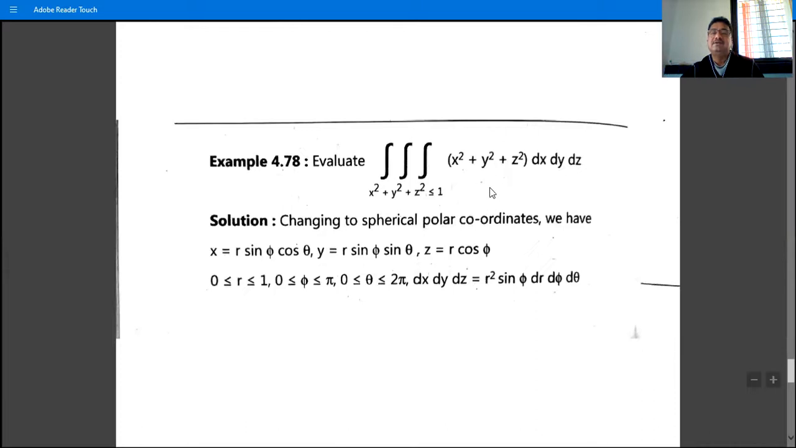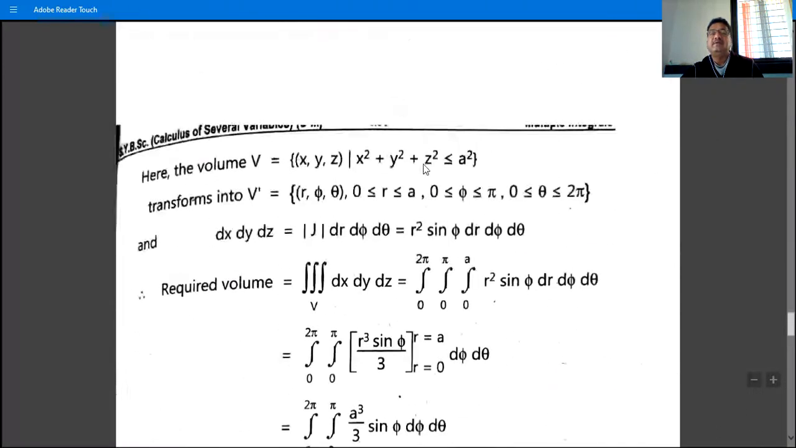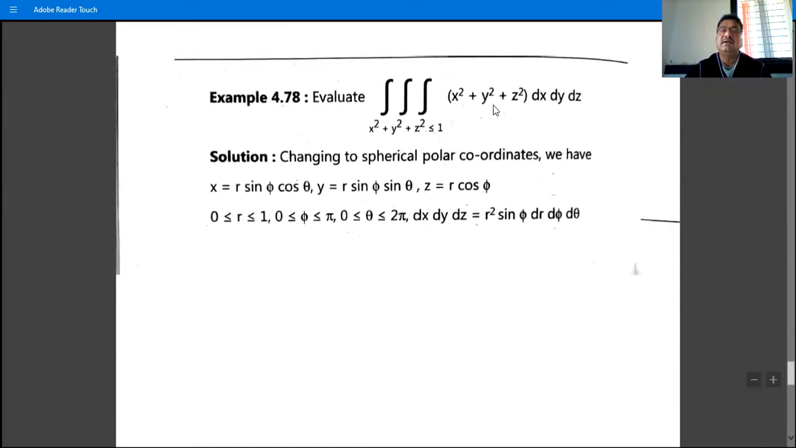Now evaluate this integration. Again this is the sphere with radius 1: x square plus y square plus z square equal to 1, so if we take a as 1 we have the volume of the sphere of radius 1. Here we have to solve this integration over this integrand, x square plus y square plus z square. So use spherical polar coordinates: x is r sin phi cos theta, y is r sin phi sin theta, and z is r cos phi. Then r runs from 0 to 1 because the radius is now 1, phi runs from 0 to pi, and theta runs from 0 to 2 pi.